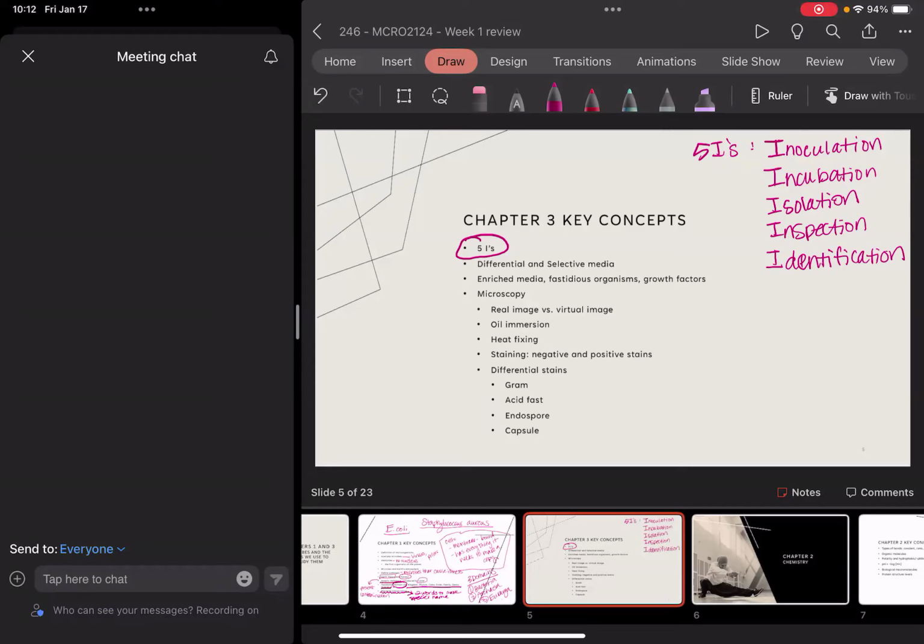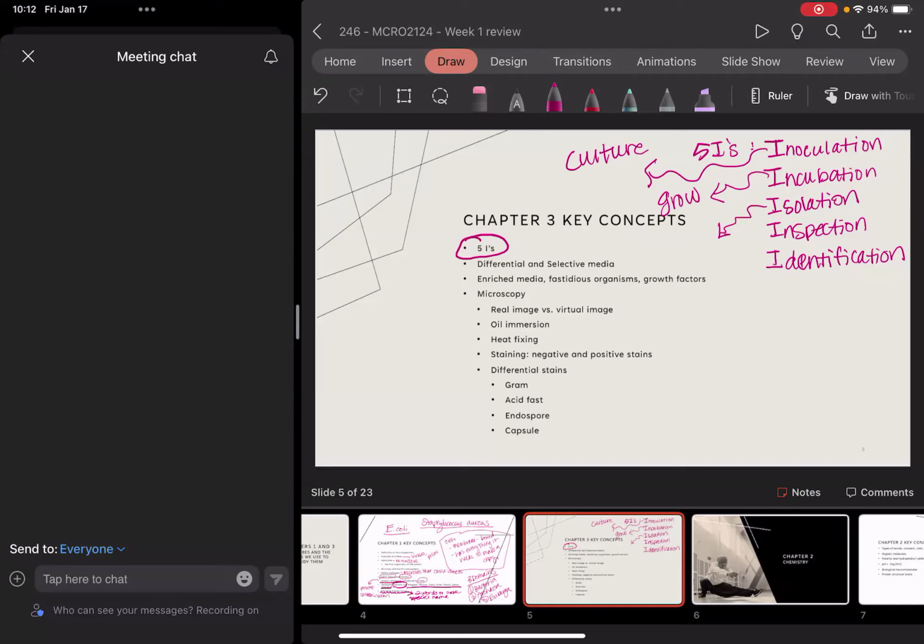Inoculation is introducing whatever your sample is to a sterile media. So we're going to actually start culturing it. So this is basically the culturing step. Incubation, we're putting it at the favorable temperature to grow it. Isolation kind of speaks for itself. We're going to separate out the mixture into the individual parts.